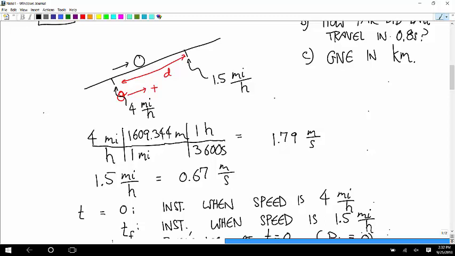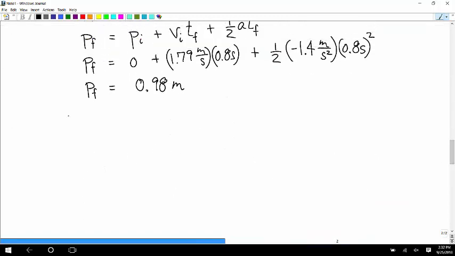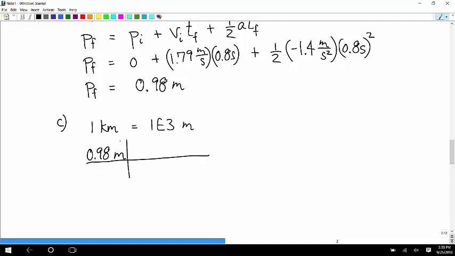And then the last thing is to give the answer to part B in kilometers. Okay, well, 1 kilometer is 1 times 10 to the third meters. So we start with 0.98 meters and then multiply it by 1 kilometer over 1 times 10 to the third meters. And you get, I'll write it first as 0.98 times 10 to the minus third kilometers.